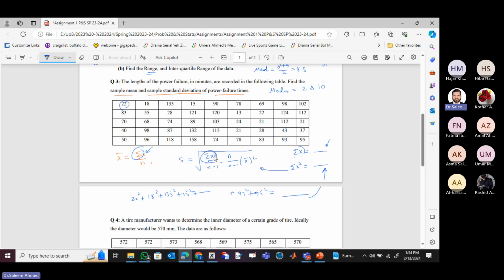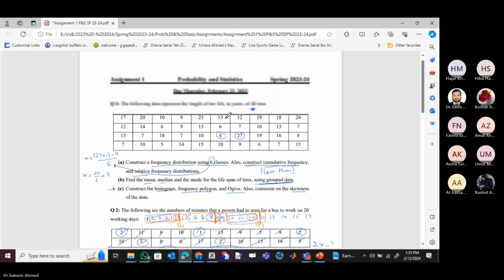So do not make this mistake. Sometimes students take the square of this, which will be wrong. Do not take the square of this sum of x. Don't do that. This will be wrong. So sum of x square will come from here, taking the sum of the square of every number. This is sum of x square. So that is also easy.